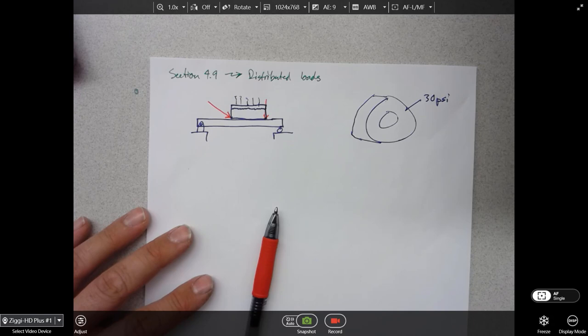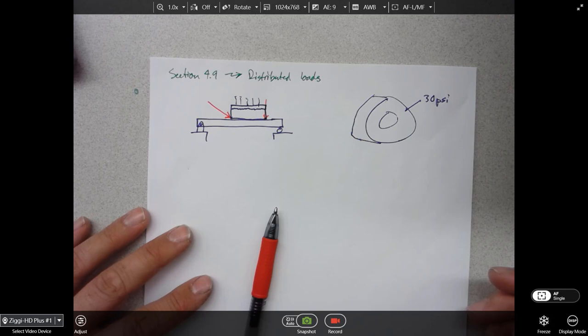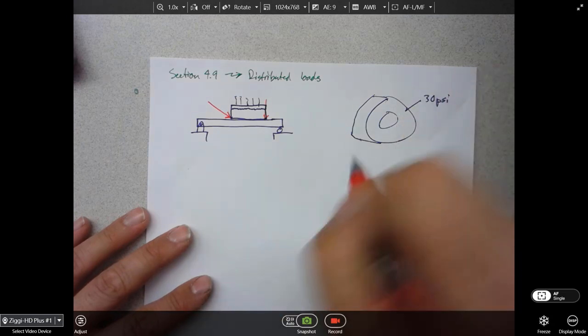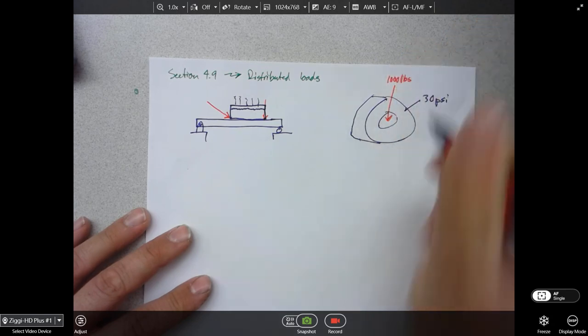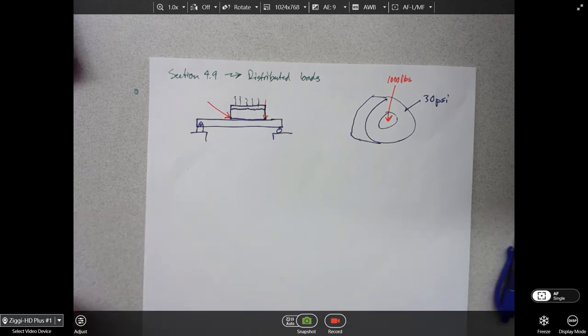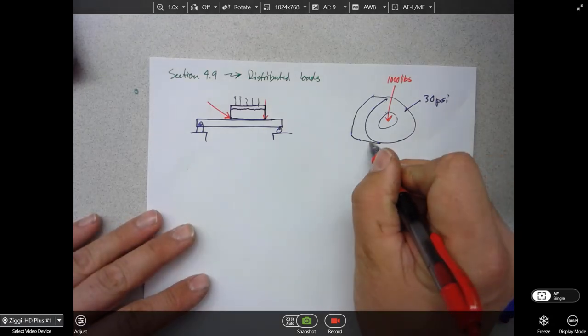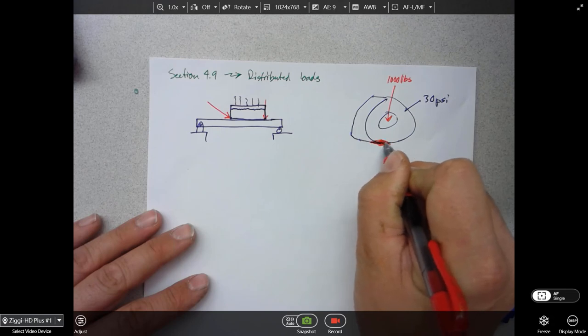So if I inflate this tire to 30 PSI and my car weighs 4,000 pounds and I have four tires, let's say it's just all equally distributed. So there's 1,000 pounds acting down on this tire. Could you tell me how big the tire patch is? Yeah, so the surface area of the part of the tire that contacts the ground. What's this surface area going to be?